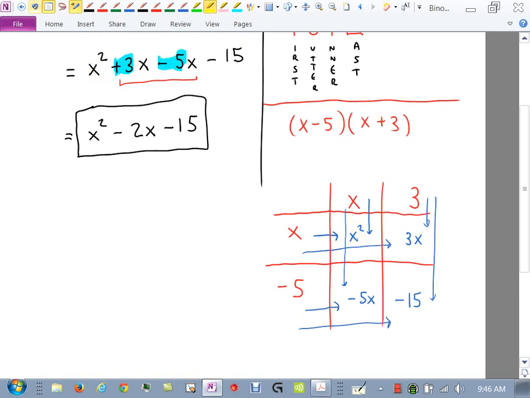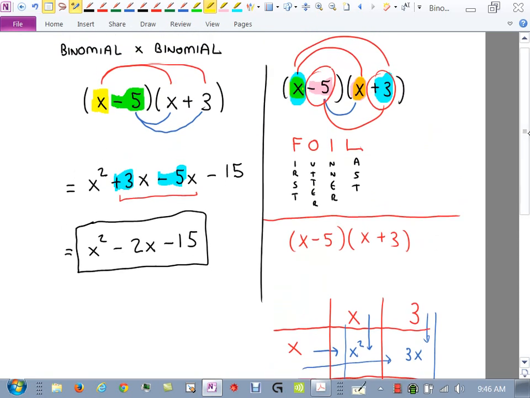Make sense? I don't care which one you use, but I would advise you to try and do the one that I started with, all right? To just kind of get the idea of FOIL out of your head a little bit. You'll see why in a minute, all right? Let's do another one of these binomials. I'll make it a little more challenging.